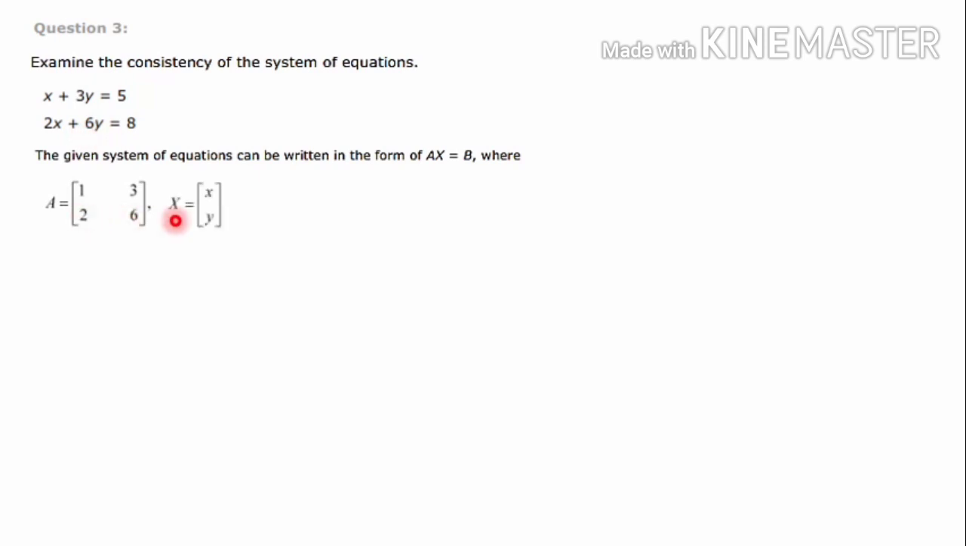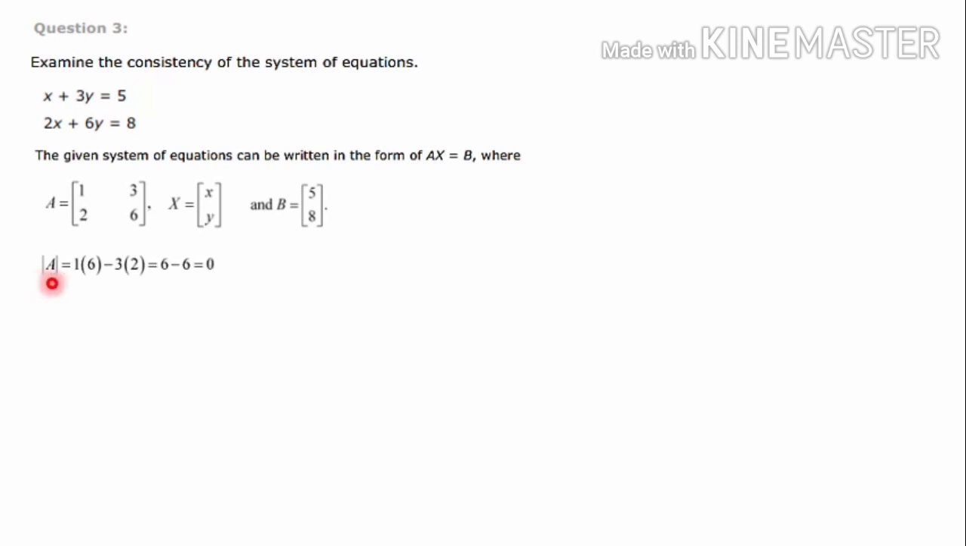Then X is the variable matrix. It is clear that the given equations are in x and y. So x and y are the variables, that is written here column-wise. And B is the constant matrix. When we check the given system of equations, the constants are 5 and 8. That we have taken as the elements of matrix B.